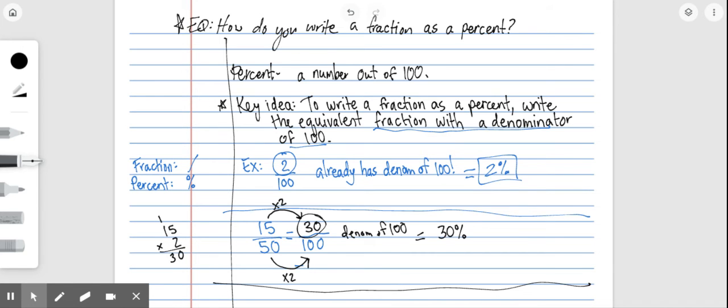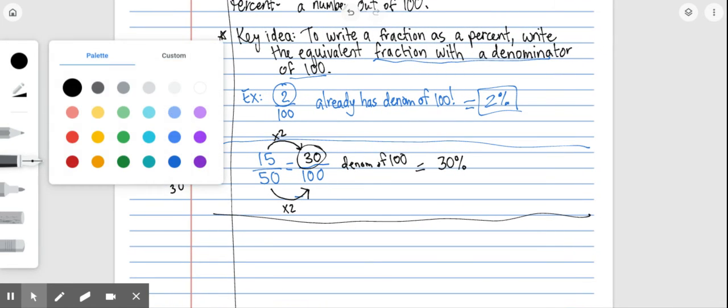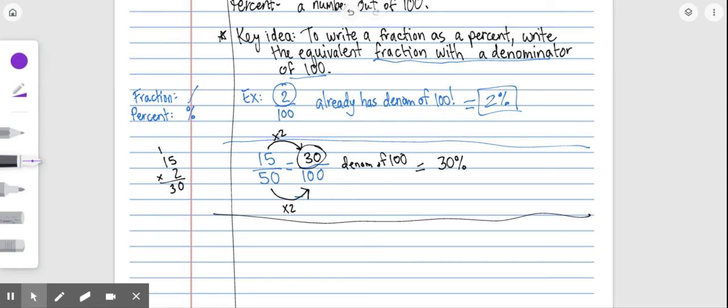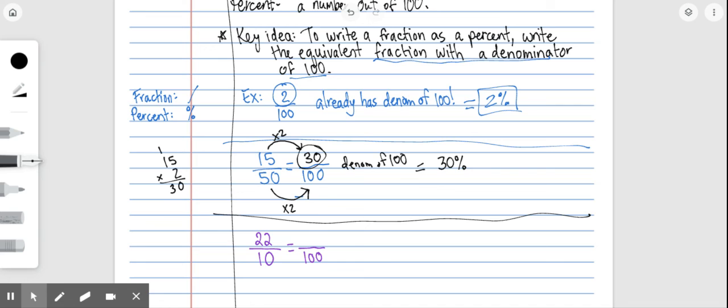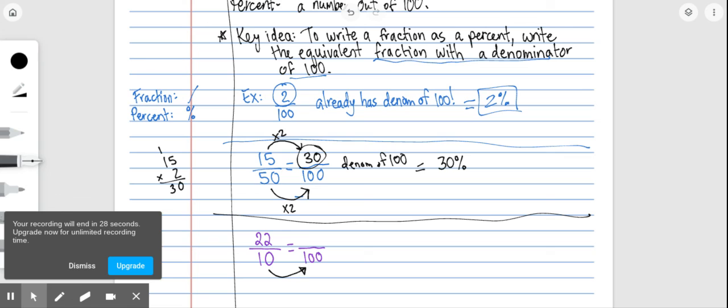All right. Let's try another one. Let's try 22 out of 10. All right. So 22 out of 10. Again, just like the last one, I want a denominator of 100. So I'm going to put a new fraction out of 100. I want to figure out my numerator to find the percent, okay? So I need to use what I know about equivalent fractions to find what the numerator is going to be.